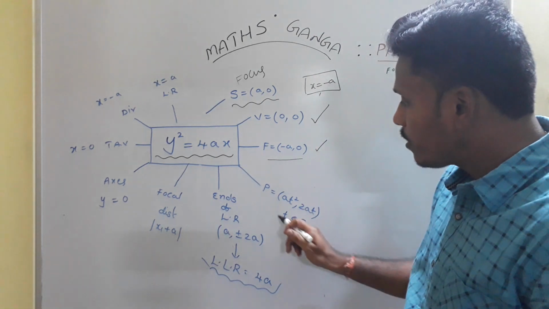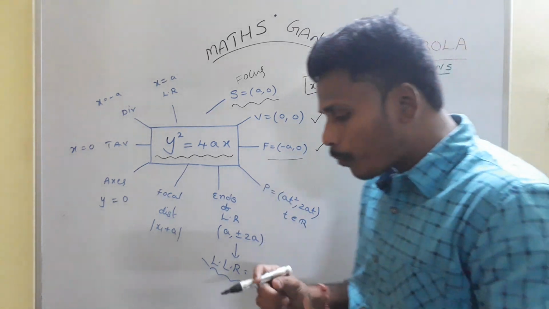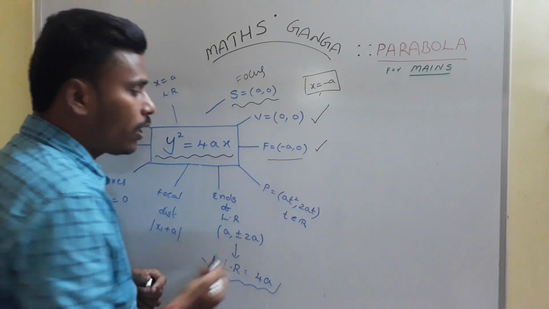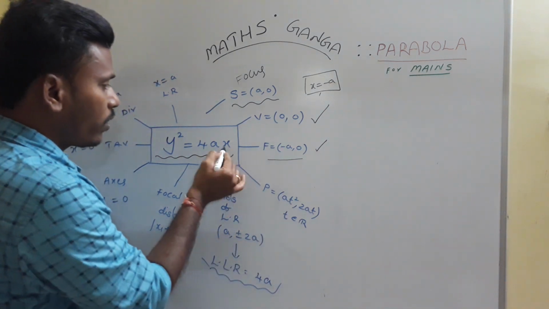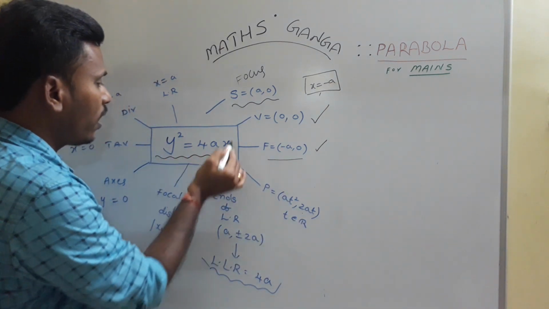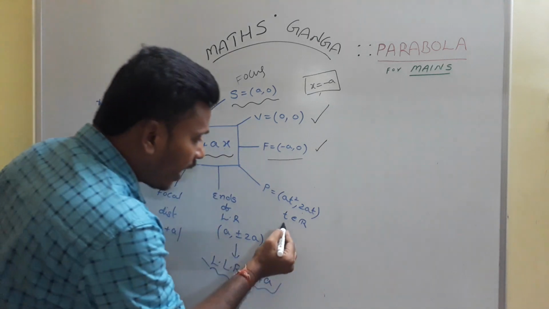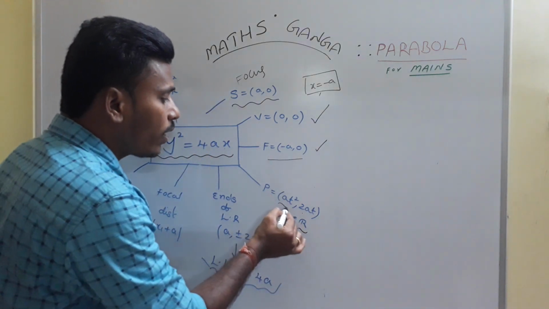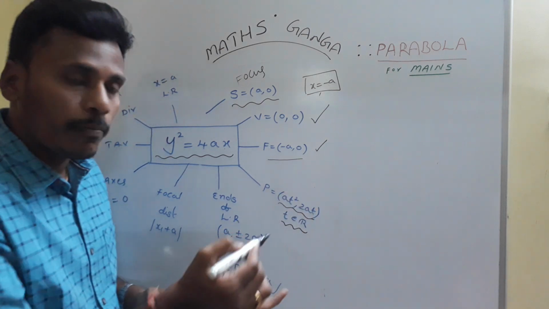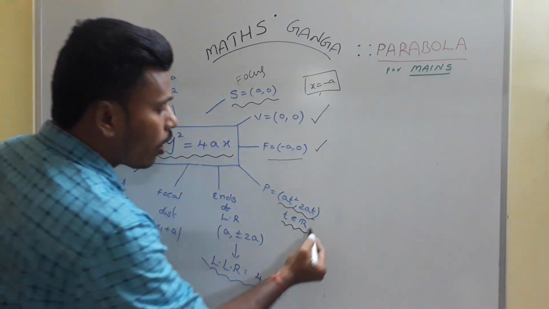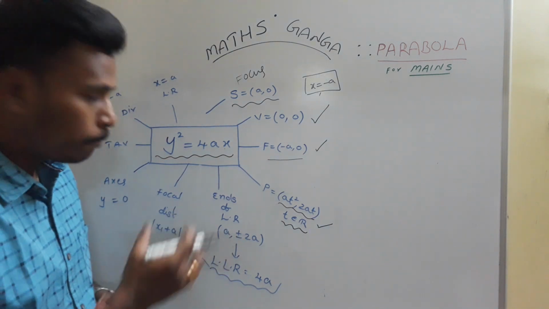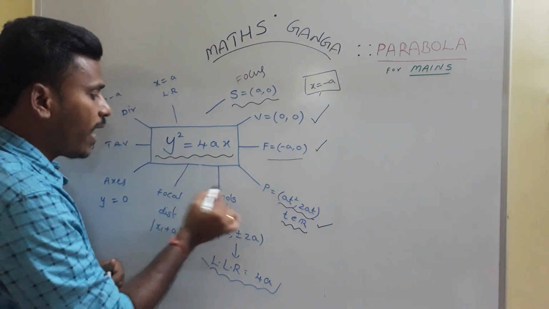And then, see, any general point on the parabola is (at square, 2at). If you replace x with at square and y with 2at here, it satisfies. For any real value of t, this (at square, 2at) is an arbitrary point on this parabola. So we call it the parametric point of the parabola: (at square, 2at).